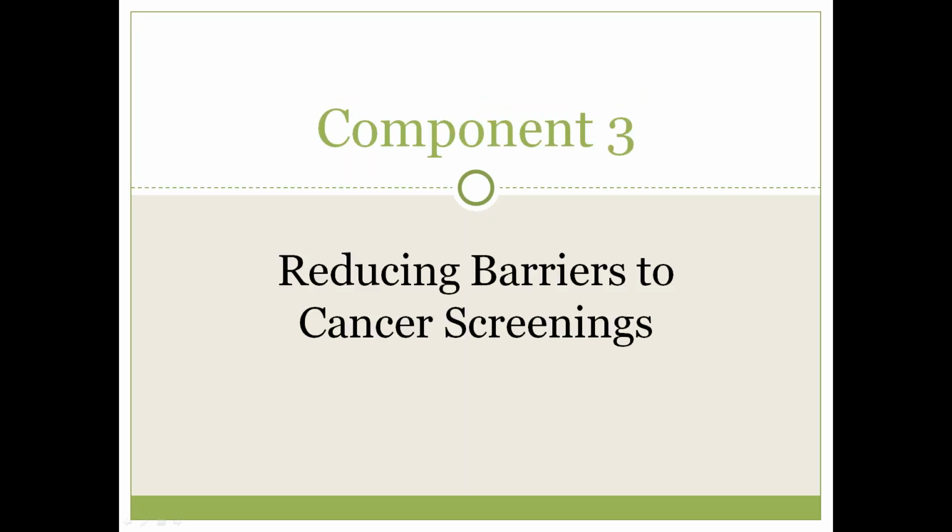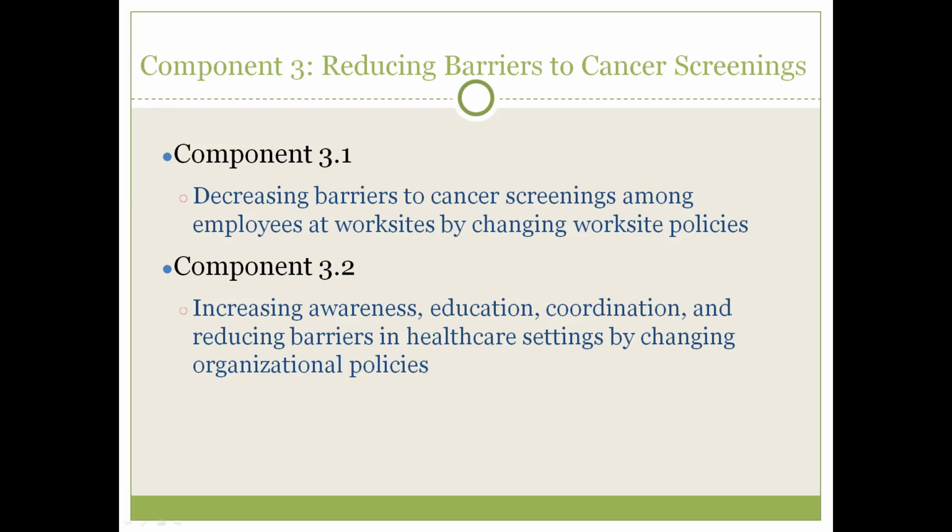Component 3 is reducing barriers to cancer screenings. And this also is divided up into 2 separate components. Component 3.1 is decreasing barriers to cancer screenings among employees at work sites by changing worksite policies. Component 3.2 is increasing awareness, education, coordination, and reducing barriers in healthcare settings by changing organizational policies. So once again, you do not have to address both of these components. You can pick one of these components within the cancer screening section.